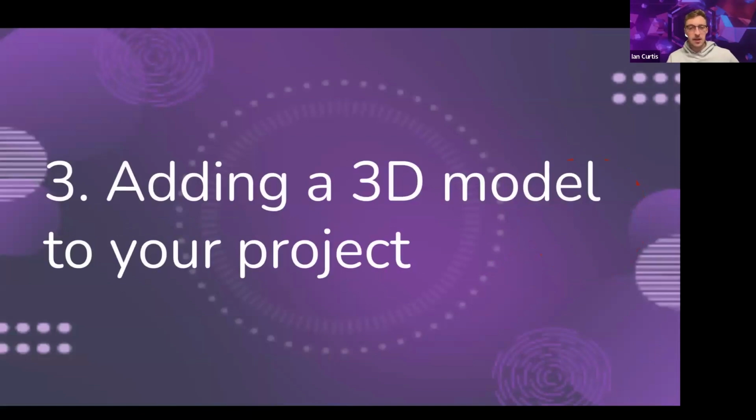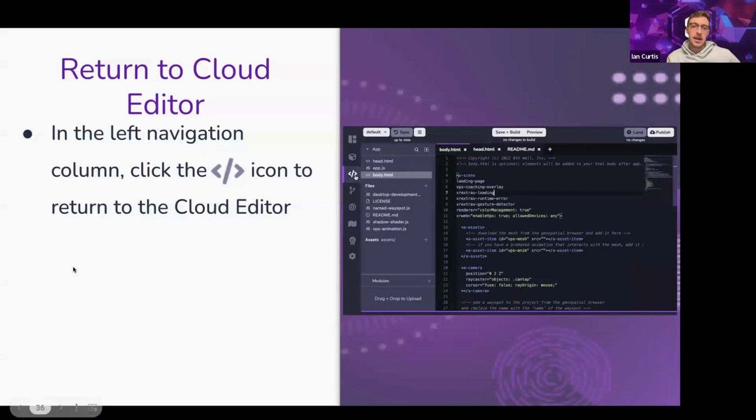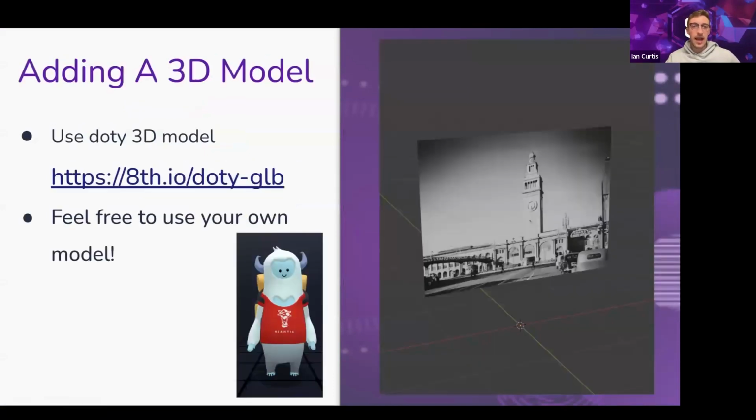So next, more of an exciting part is adding your content or your 3D model to your project. And so to do this, we'll go back to the code tab here, and then you can choose a 3D model of your own that you have on your computer, or you can download one off Sketchfab, or we have one here of Dodie, which if you go to this link, you'll be able to download, bring onto your computer, and then drag into the assets folder.